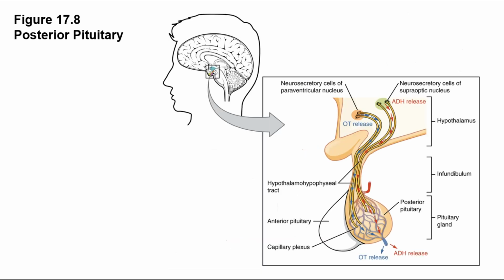The posterior pituitary is composed of neuron axons extending down from the hypothalamus. These neurons release their hormones directly into capillary networks within the posterior pituitary, and it is these capillaries that carry the hormone directly to systemic circulation. We will see later that the posterior pituitary neurons secrete 2 important hormones.